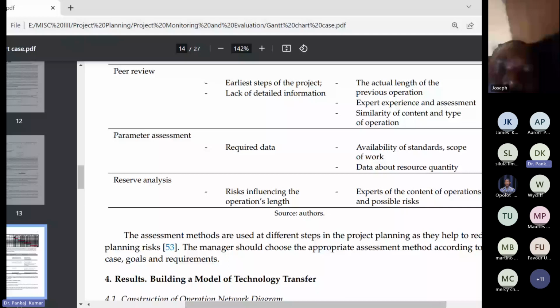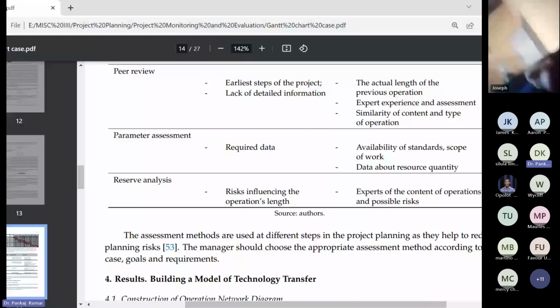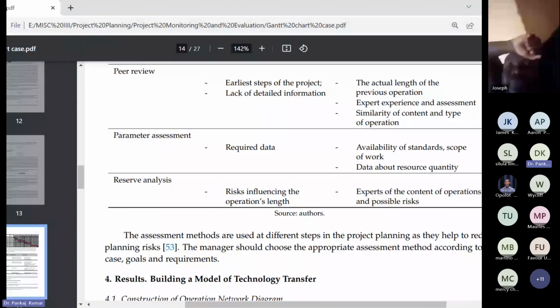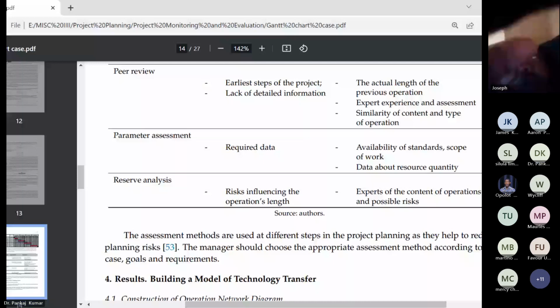Reserve analysis in project operations involves the assessment of contingency reserves and management reserves to account for risk that could potentially impact the duration or length of project operations. These reserves are set aside to address unexpected events or uncertainties that may cause delays. Here is how reserve analysis works in managing risk that influences the duration of project operations.